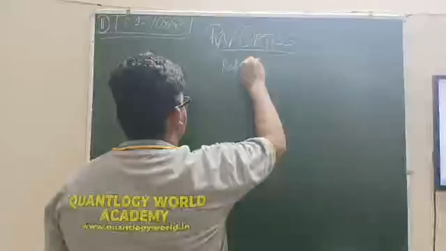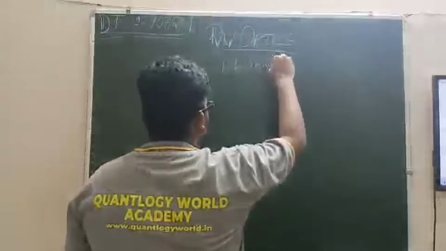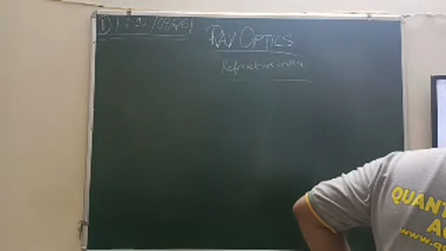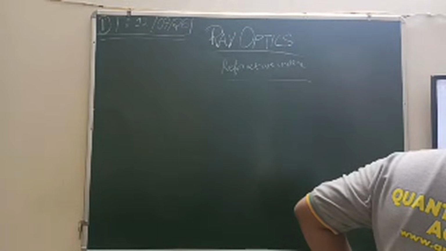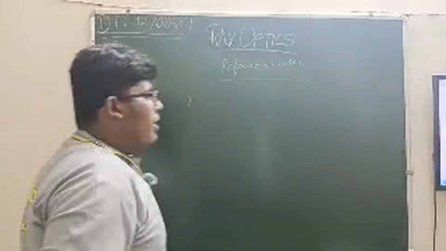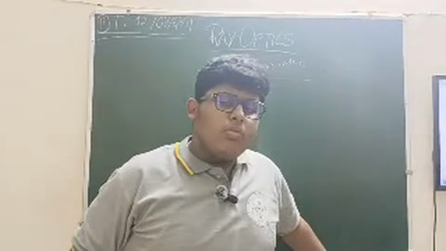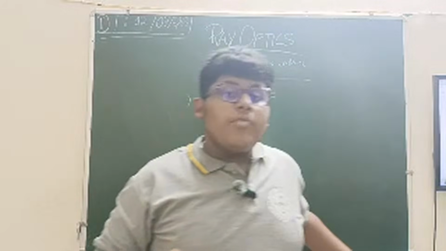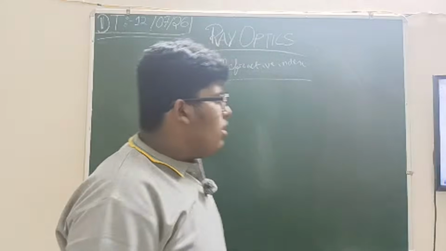Next topic is refractive index. So first we will know what is refractive index. The ratio of the speed of light in air or vacuum to the speed of light in the medium is called the refractive index with respect to that medium.